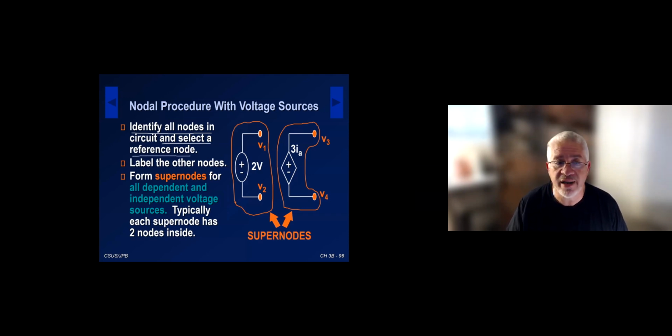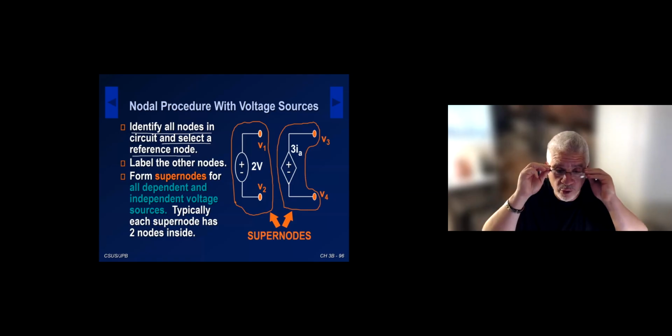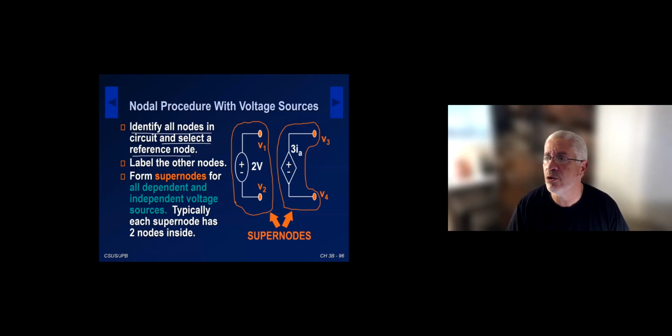Nothing changes there. The next thing we do is label the other nodes V1, V2, and they are the unknowns. If you remember in nodal analysis, assuming the number of nodes is n, the number of unknowns is n minus 1, which are the node voltages, because we assume the reference node is known, and it's easier to assume that it's 0 volts.